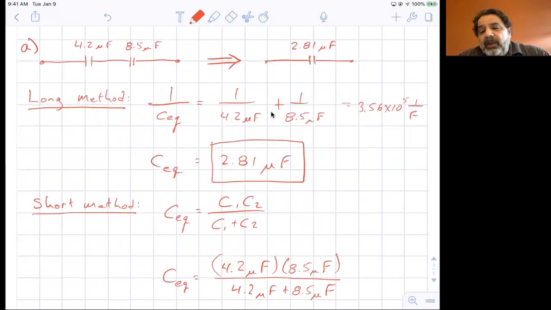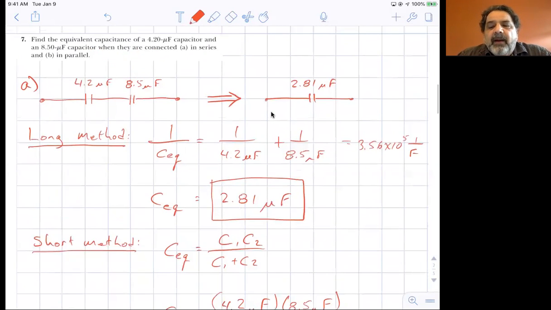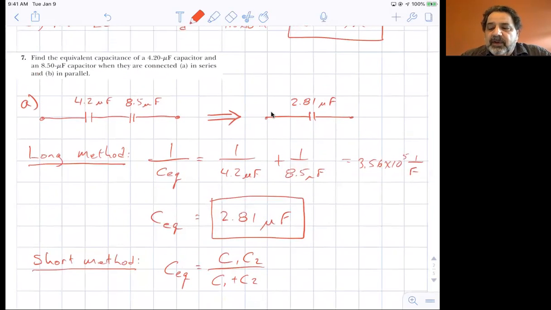And you end up with 3.56 times 10 to the 5th, but it's 1 over farads. Now, if you take the inverse of that, you have to take the reciprocal of that. That's not the answer. You should not ever end up with a capacitance of 3.56 times 10 to the 5th. You have to take the inverse of that. So C equivalent is the inverse of that, and you end up with 2.81 microfarads, and that's the equivalent circuit that I put there.